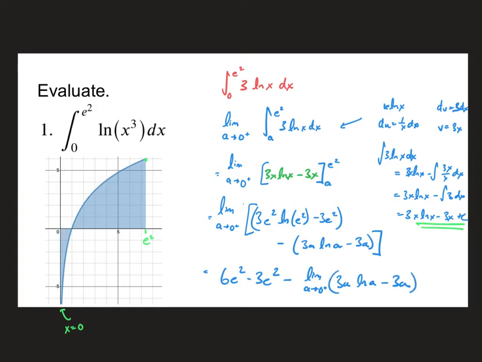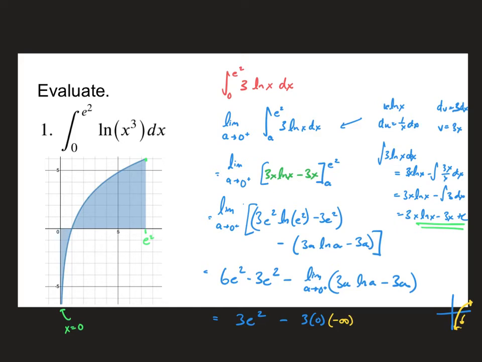Okay, so let's see here. The first two terms just give me 3e squared, so that's nice. Minus, let me now evaluate the limit. The limit as a approaches 0 of 3a is, of course, 3 times 0, and then the natural log of a. Let me think about the graph of the natural log. The graph of natural log looks like this. So as I go towards 0 from the right-hand side on natural log of a, that goes towards negative infinity.